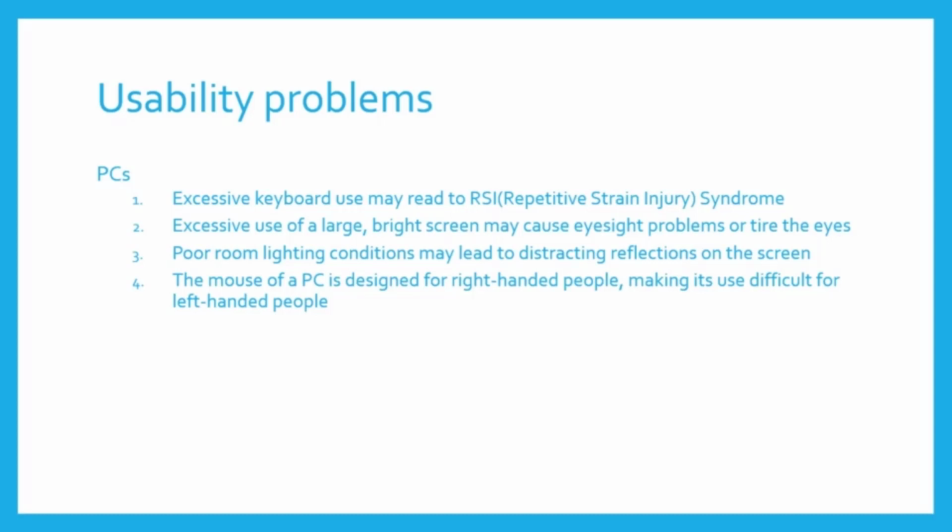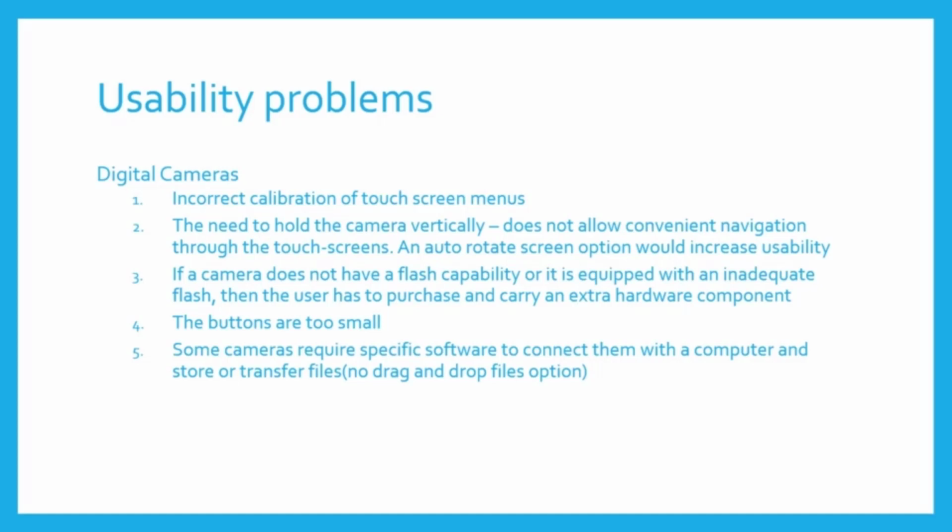And for digital cameras, incorrect calibration of touch screen menus may cause difficulties in the use. The need to hold the cameras vertically, and not allowing this, doesn't allow very convenient navigation through touch screens, and sometimes they add the auto rotate screen option to increase usability. If a camera does not have a flash capability or is equipped with an inadequate one, then the user has to purchase and carry extra hardware components.